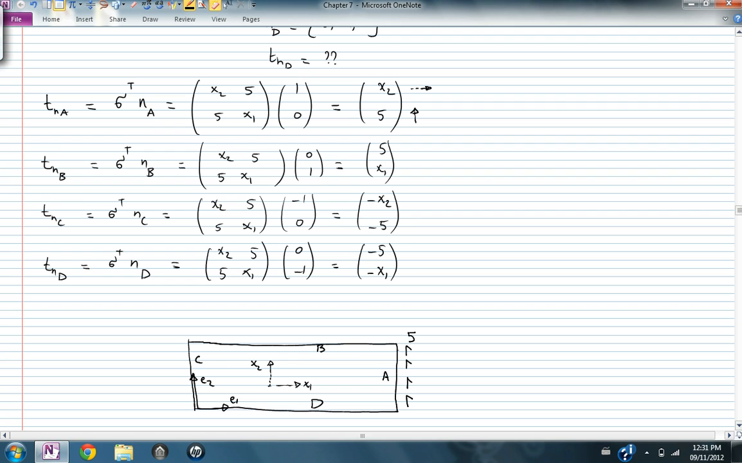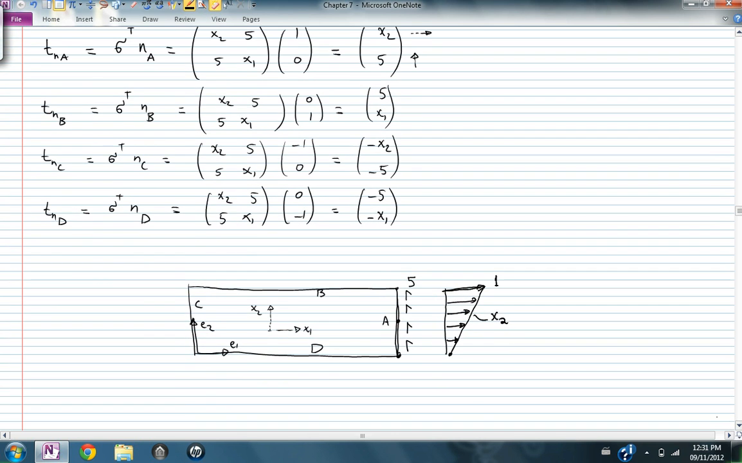What is the value of x2 on this boundary? Let's see. On this boundary, x2 at this point is equal to 0. x2 at this point is equal to half. x2 at this point is equal to 1. So the distribution of the stress on this boundary looks like this. This is x2, and the value here is equal to 1.